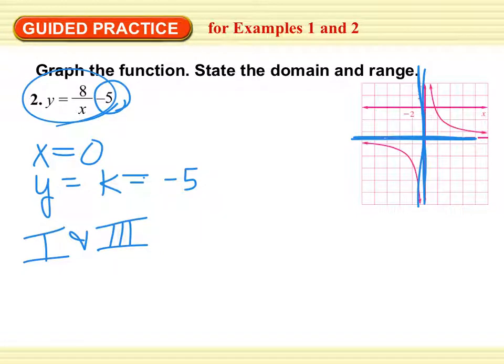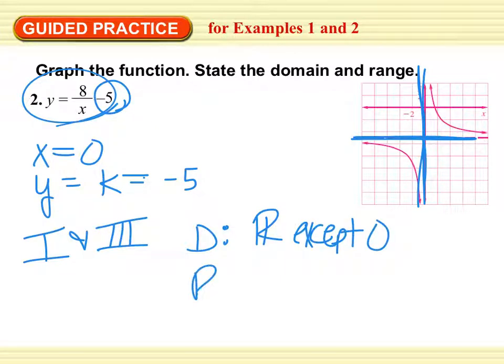Excuse me. I don't think I said domain and range of the previous problem. I'll have to go back and do that. The domain is all real numbers except 0. And the range is going to be all real numbers except -5.